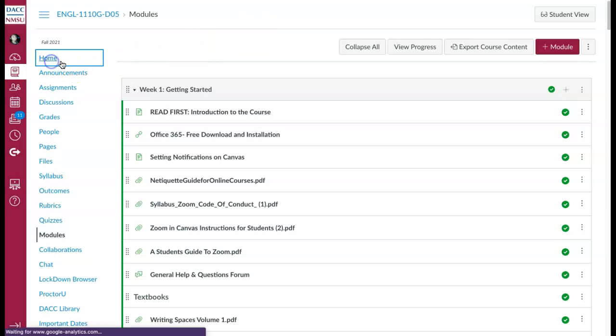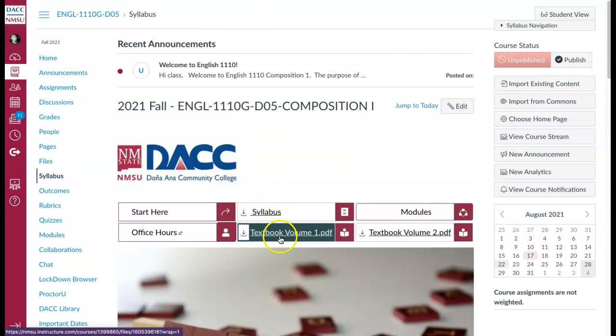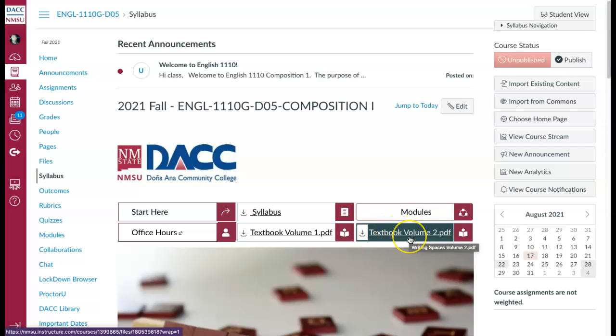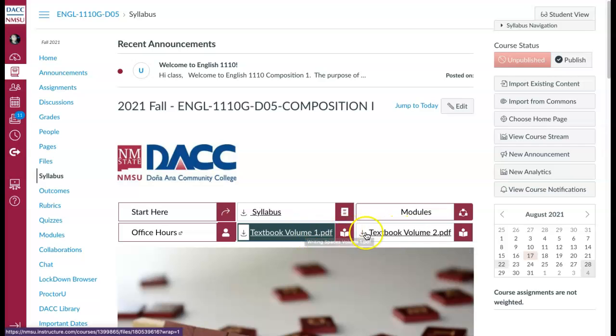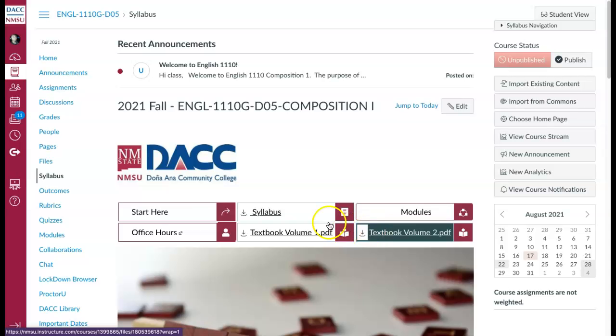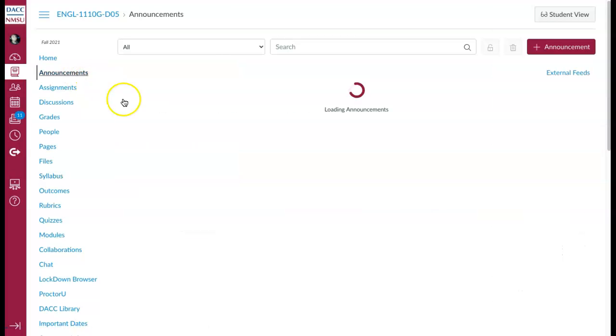So here we have some of the modules. And if we go back to our home page, here we have the textbook. So like I said, the name of our textbook is Writing Spaces Volume 1 and Writing Spaces Volume 2. So if you look at the syllabus, it tells you which volume to go through. Now, something else that we want to keep in mind is when we are on our home page, this right here is the most recent announcement. However, if you want to look at the announcements that I post, you can go ahead and click on announcements.